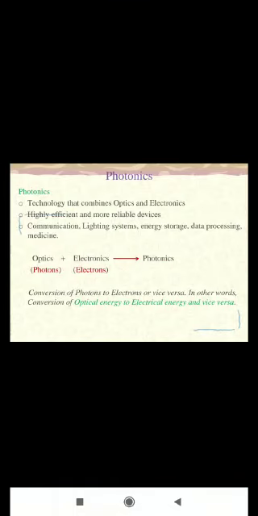In optics, we mainly deal with photons, which are the quantum of electromagnetic radiation. In a similar manner, electrons play the lead role in electronics. So obviously, the working of photonic devices involves the conversion of photons to electrons or vice versa. Or in other words, it is a conversion of optical energy to electrical energy or electrical energy to optical energy. Thus, the excellent properties of electromagnetic radiation permit the fabrication of highly efficient and more reliable devices in this field.